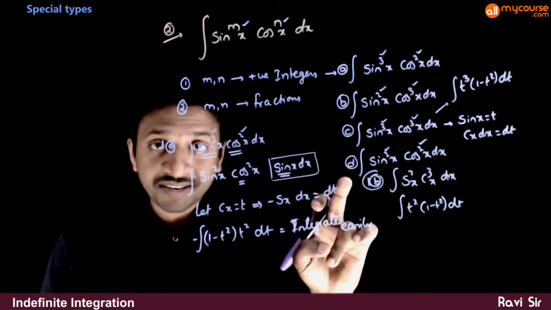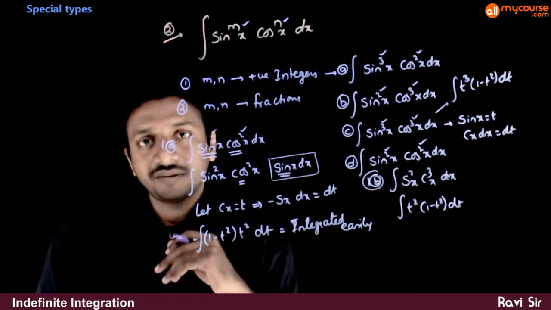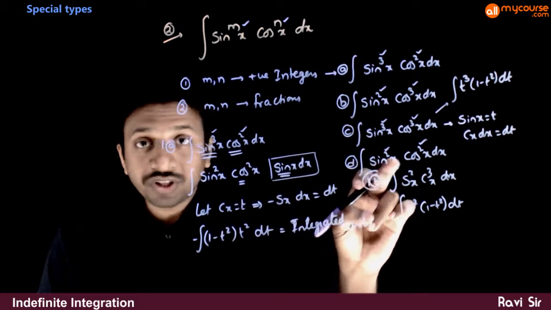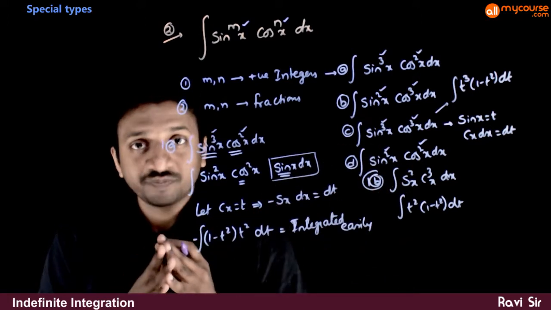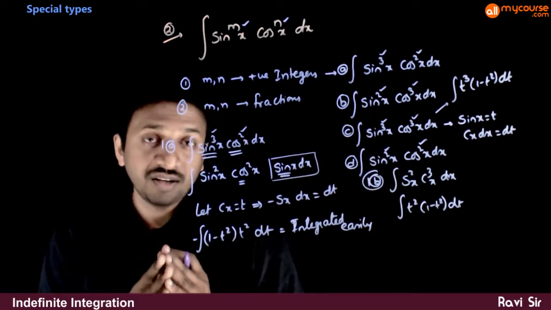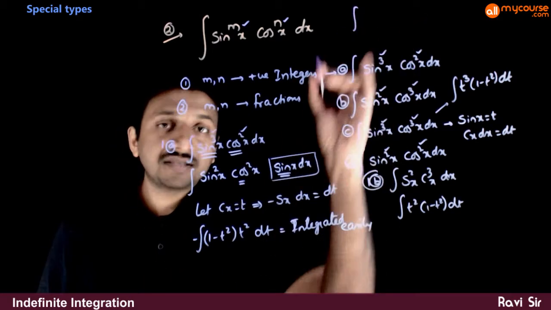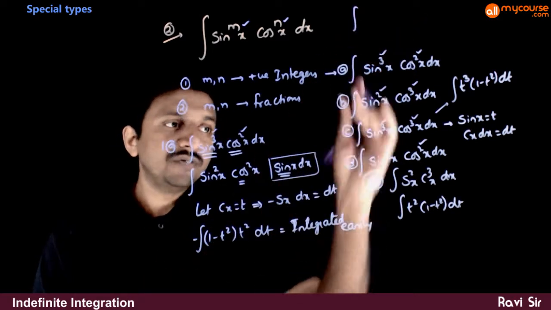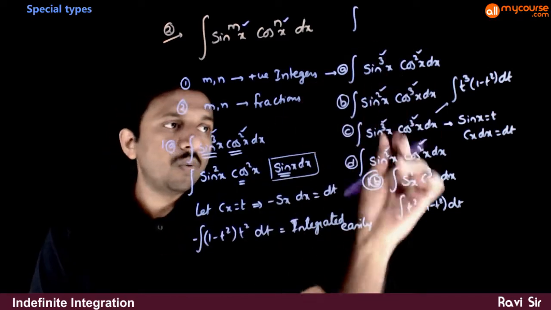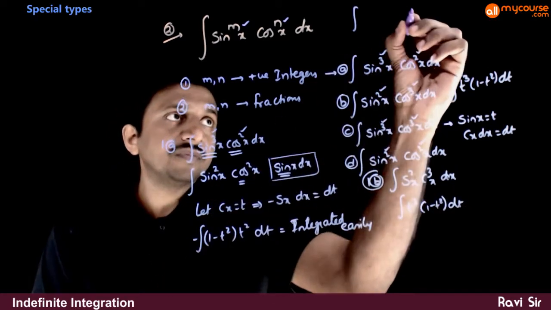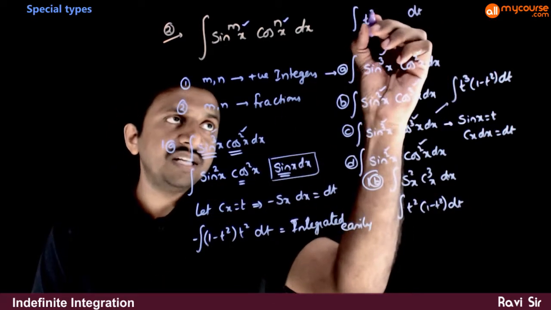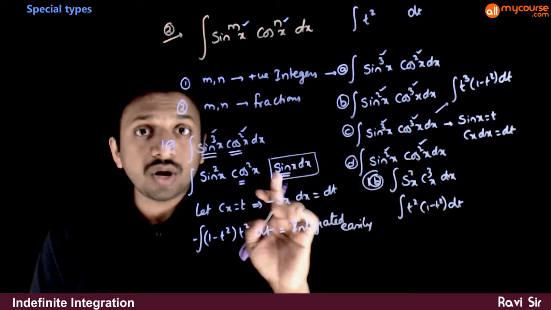Now you go for 1D, where both the powers are even. If both the powers are even, substitution doesn't work. Because if you do the substitution, let us see the difficulty in the substitution. If you put sin x is equal to t, cos x dx goes into dt, and you have t square into cos x, which is root of 1 minus t square.